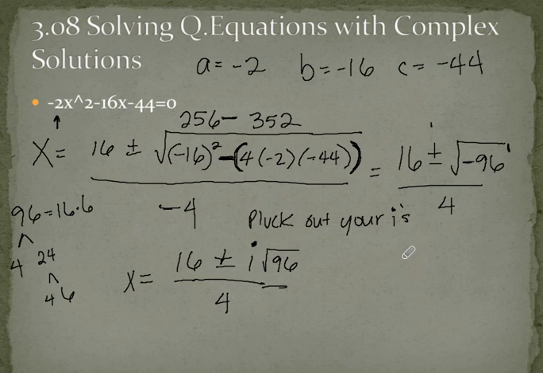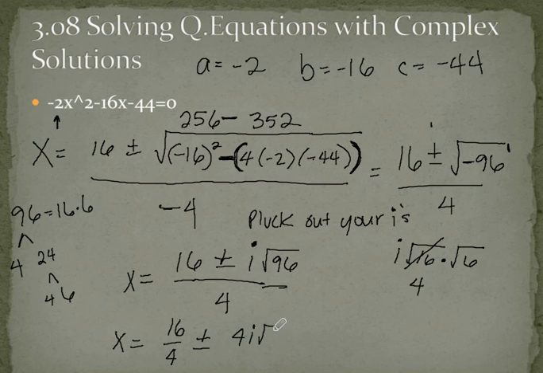In other words, i square root of 96 is the same thing as i times the square root of 16 times the square root of 6. Well, the square root of 16 is just 4. So this is going to be 4i times the square root of 6. So if I write this, x is equal to, I'm going to write this as 16 over 4 plus or minus 4i square root of 6 over 4.